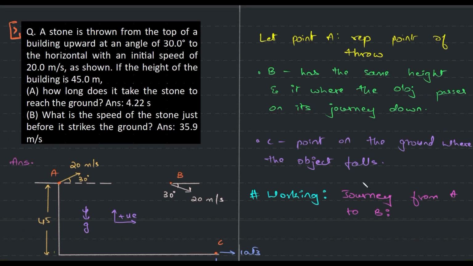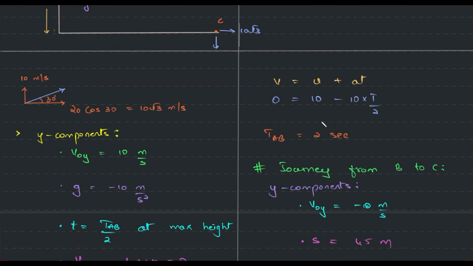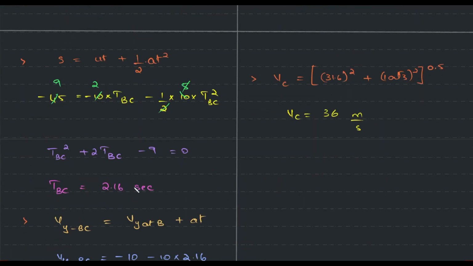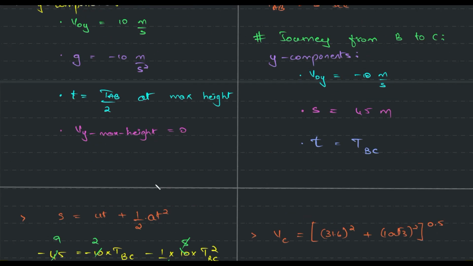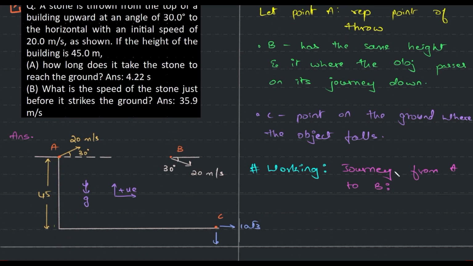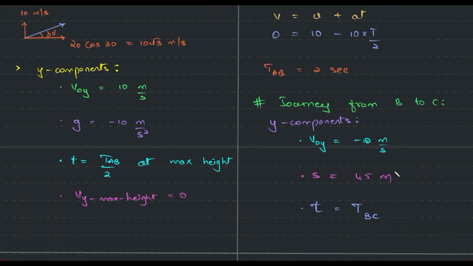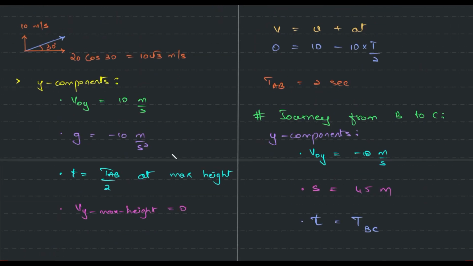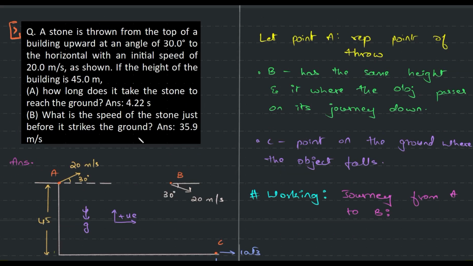Oh, it's right. Oh yeah, time of journey I forgot. 2 plus, that you guys can complete now. 2 plus 2.16, that is 4.16. 4.16 and 4.22. That is a bit off. And by the way, acceleration due to gravity is 10. Maybe this is 9.8.